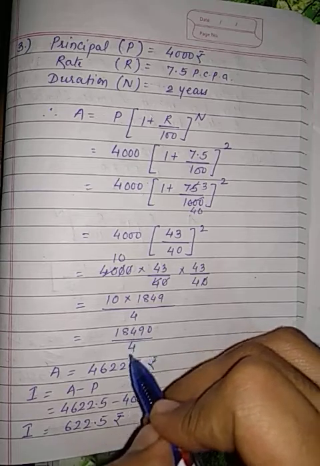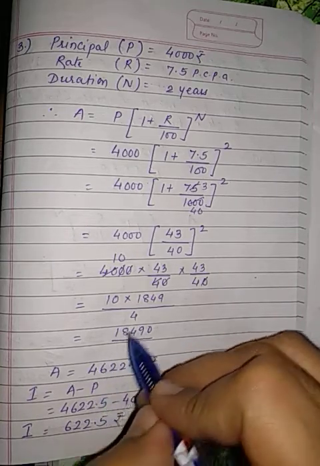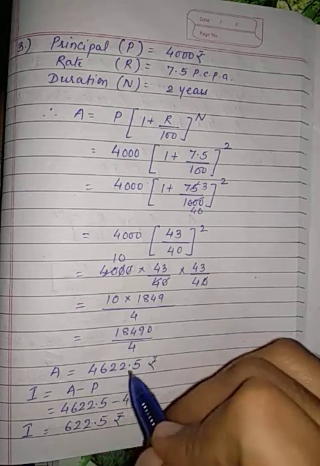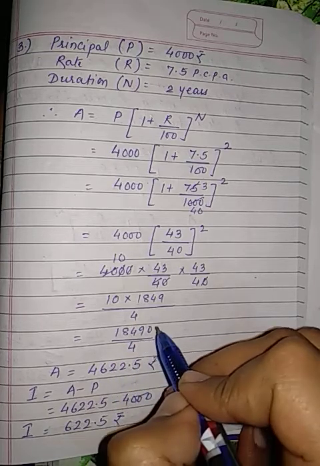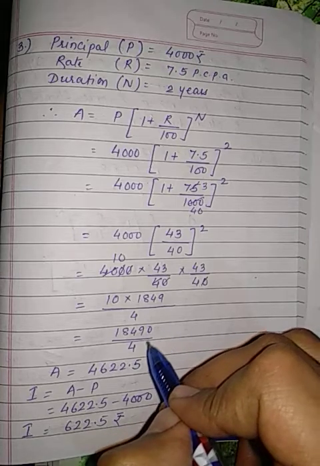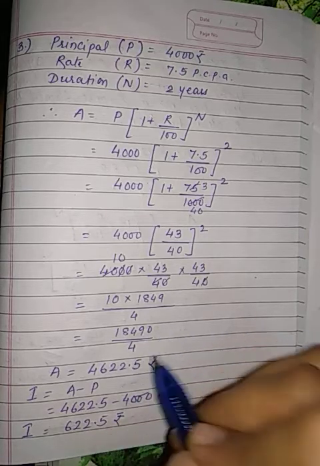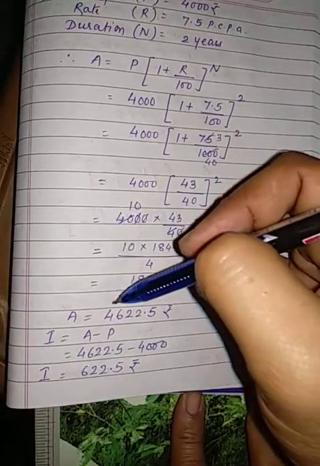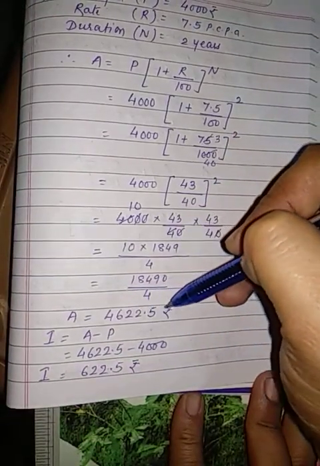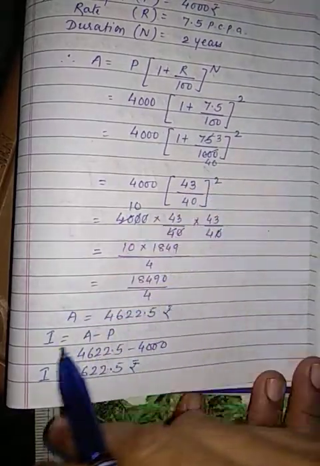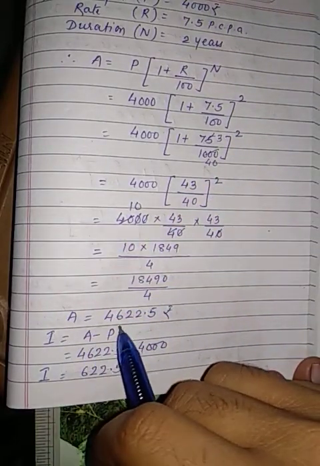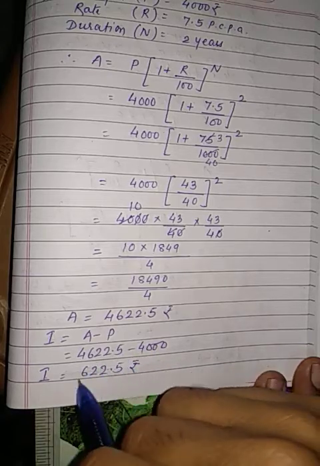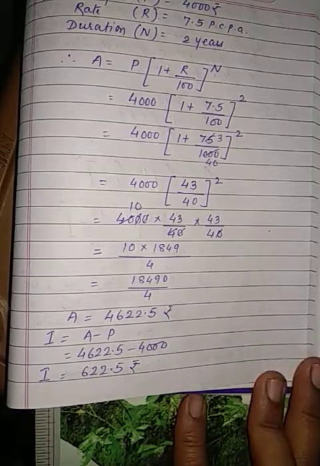Then divide by 4. Okay, 4 4s are 16, 4 6s are 24, 4 2s are 8, again 4 2s are 8. So you have 2 remaining. So decimal point, 4 5s are 20. So you get amount here as 4622.5. To get interest, you will write amount minus principal. So after subtraction you get 622.5 rupees. Okay.